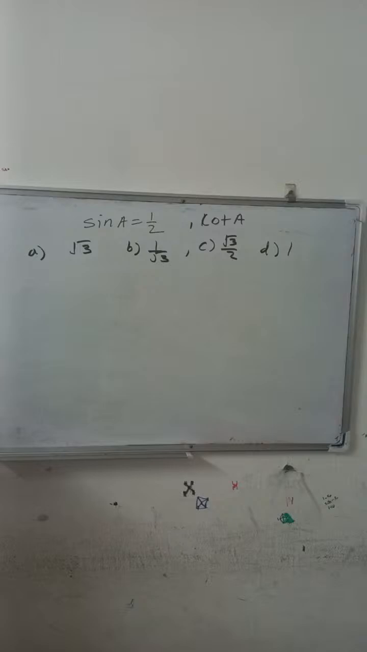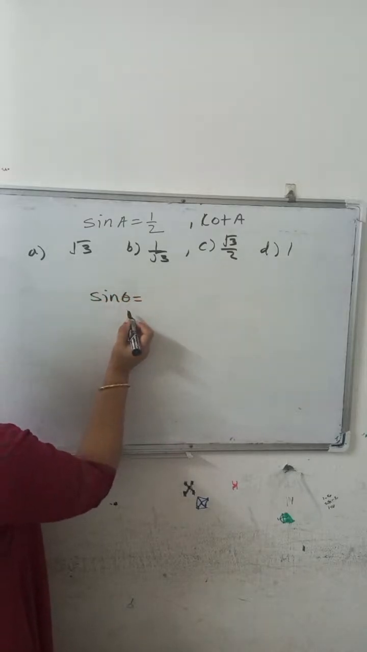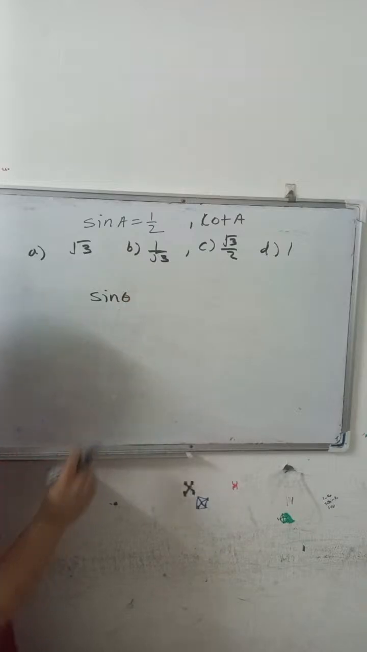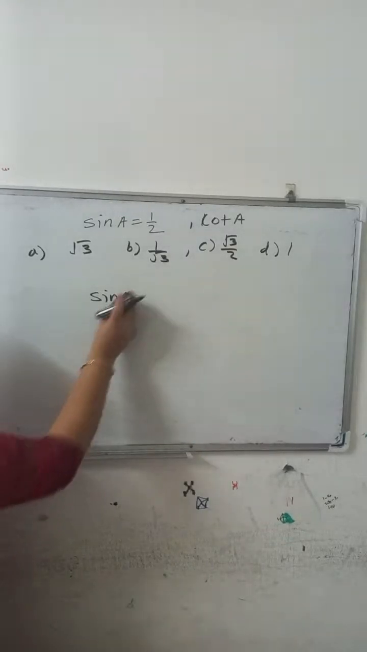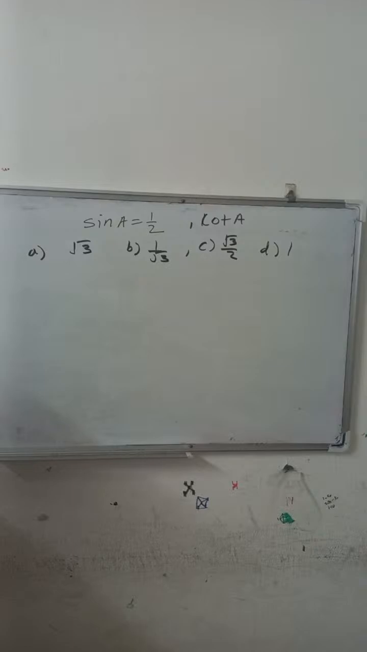What is the answer? Can anyone tell? Here we know one relation, no? Sin theta, or we can go for, okay, if we take that also we will not get. Okay, how to find out this? Sin A is equal to half, then what is the value of cot A?